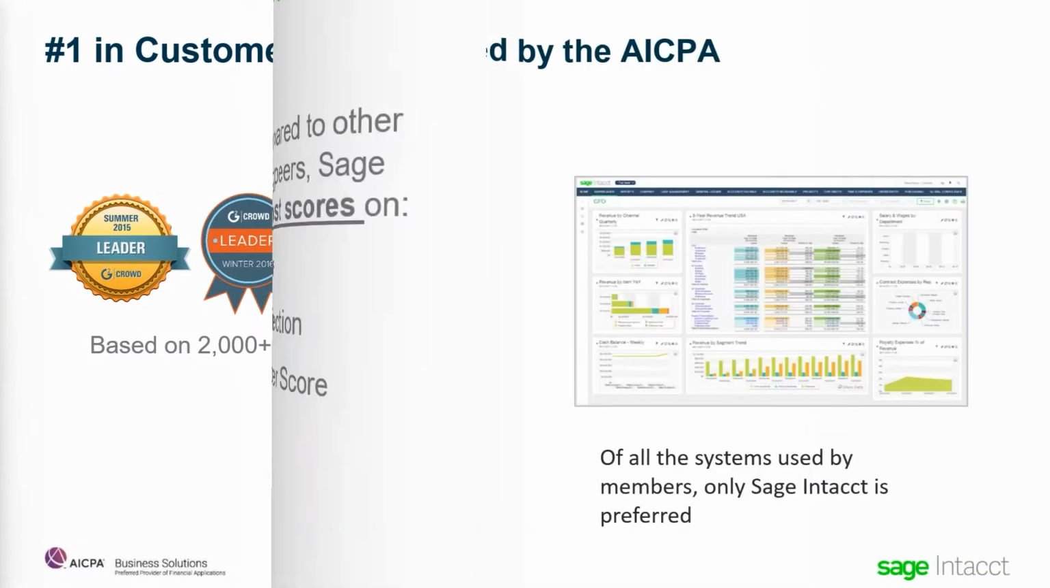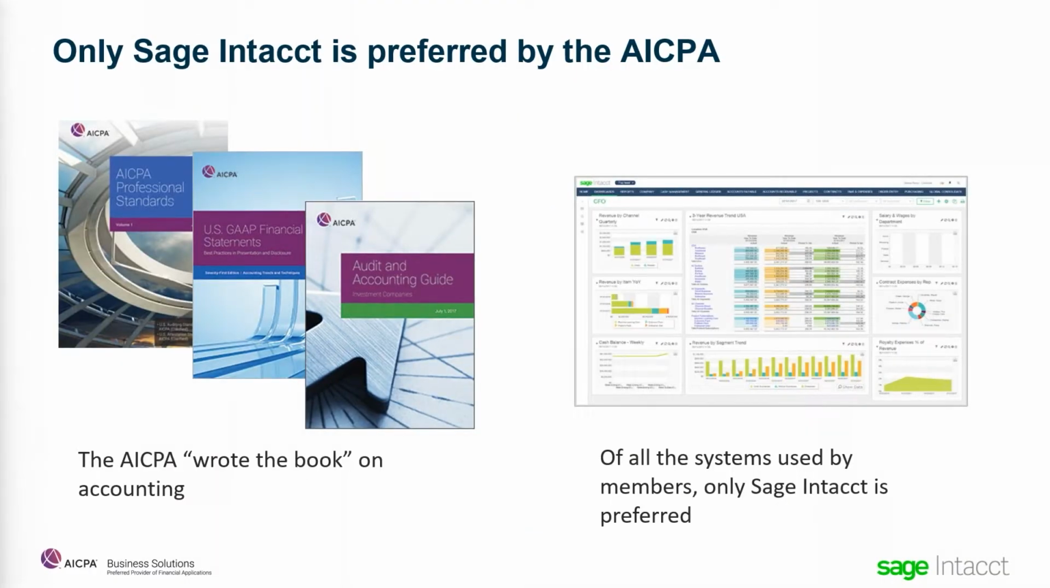And one other thing that we are incredibly proud of is that our system is the only system preferred by the AICPA. And as you know, they essentially wrote the book on accounting. Every US company follows their standards. They have over 400,000 members, and they've used all the accounting systems that are out there. So according to them, ours is the only one they prefer. They've never represented any other product, and we're extremely proud that they hold us in that high regard.